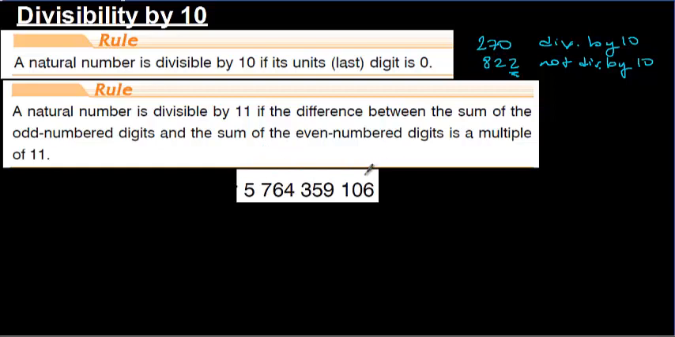So here if I number the digits 1, 2, 3, 4, 5, 6, 7, 8, 9 and 10, these are the places of the digits. 1 is odd, 2 is even, 3 is odd, 4 is even, odd, even, odd, even, odd, even. And we are going to compare like this.